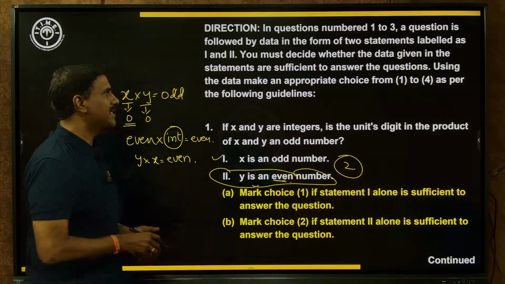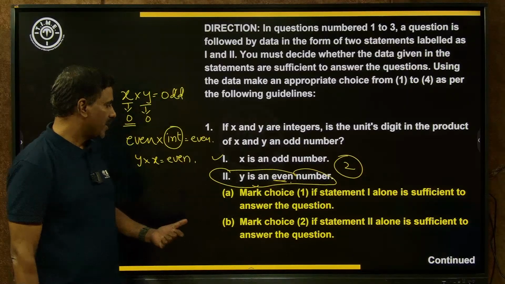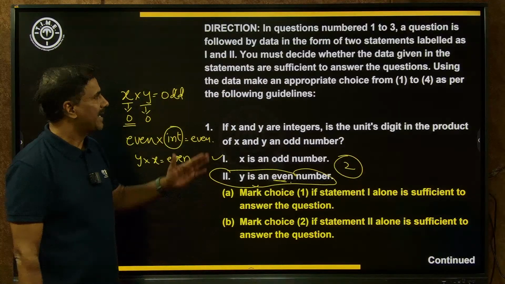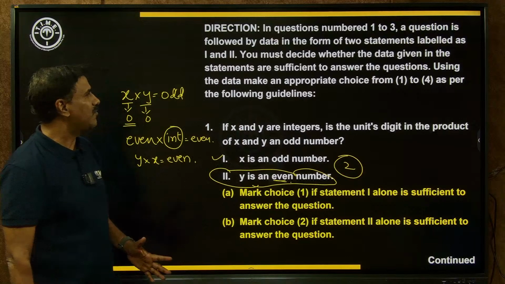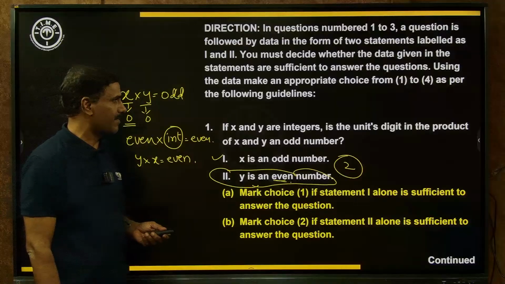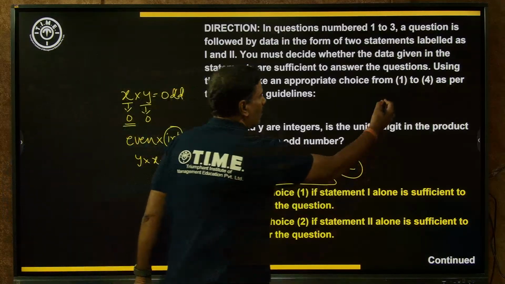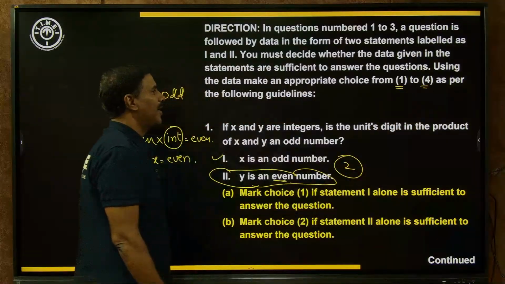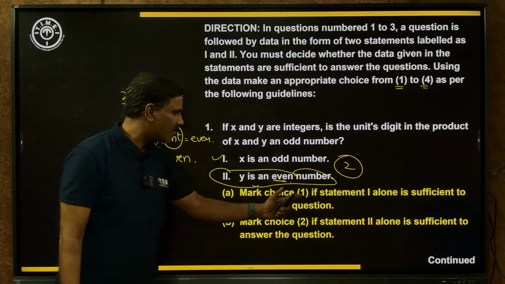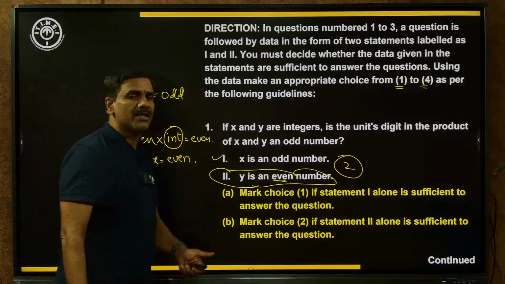And we know the standard directions that normally ICET follows. We just look at the directions for the sake of understanding them. In questions numbered 1, 2, 3, a question is followed by data in the form of two statements labeled as 1 and 2. You must decide whether the data given in the statements are sufficient to answer the questions or not. Basically, using the data, make an appropriate choice from 1 to 4 as per the following guidelines. In the guidelines given, the first instruction is mark choice 1 if statement 1 alone is sufficient to answer the question. So if you find only the first statement as sufficient, the answer should be choice 1.